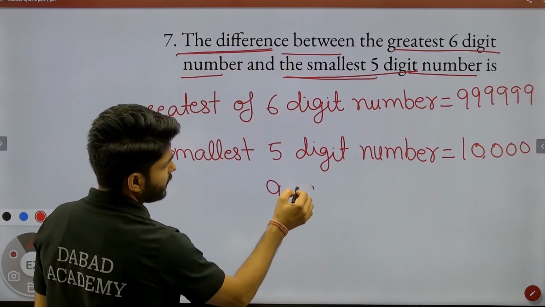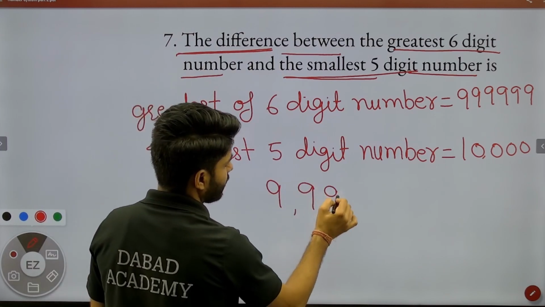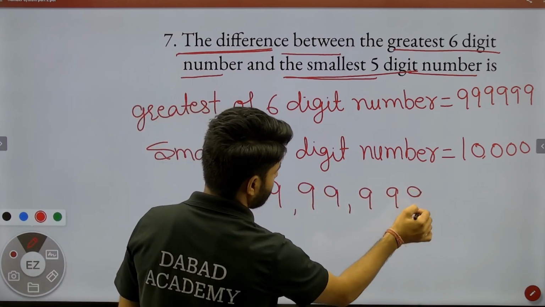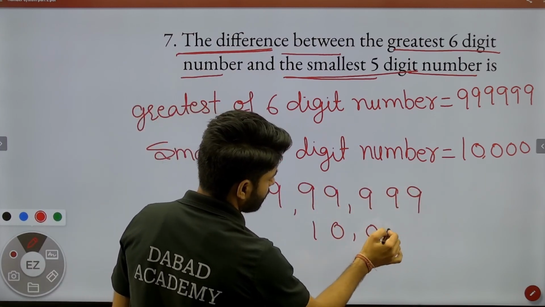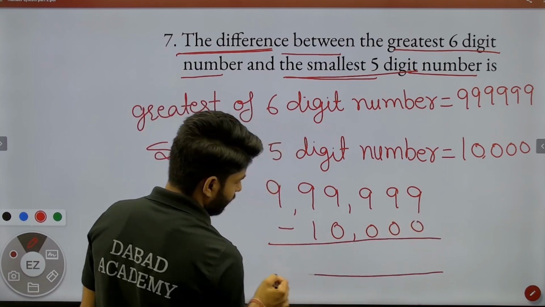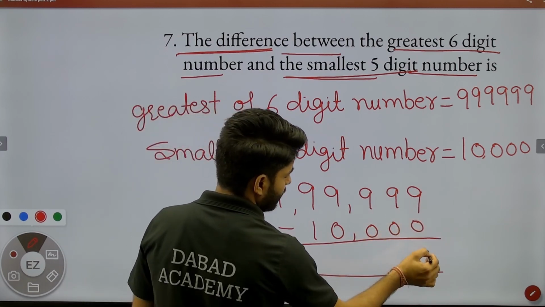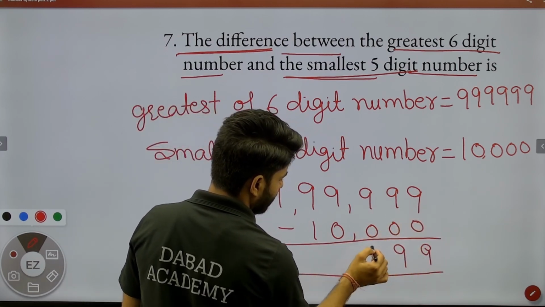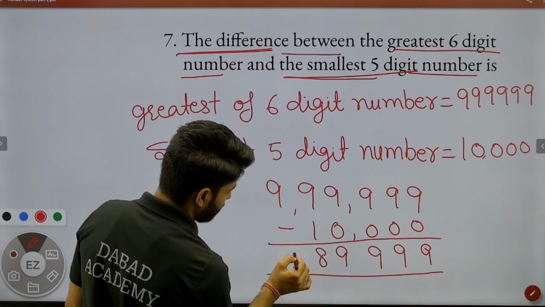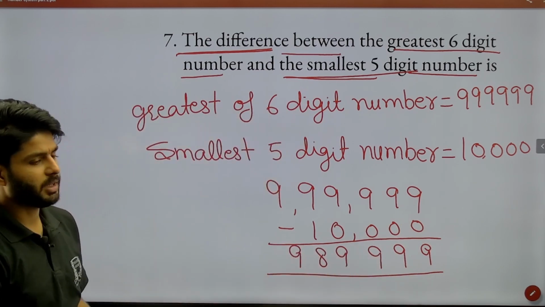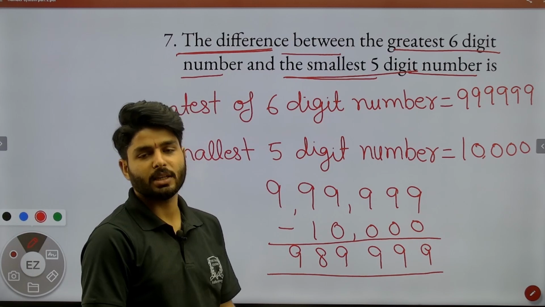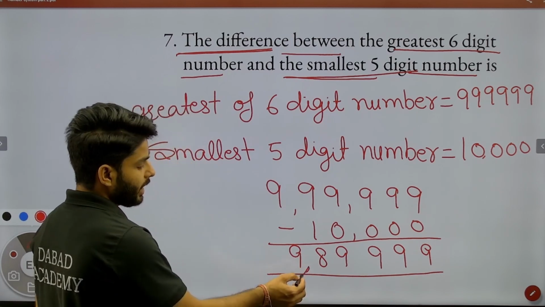So first we have to write 9,99,999. Now we have to write 10,000 here. Now we have to subtract. So when we subtract 0 from the 9, that is 9, that is again 9, then 9, then 9, then 8, that is 9. So the difference between the greatest 6-digit number and the smallest 5-digit number is 9,89,999.